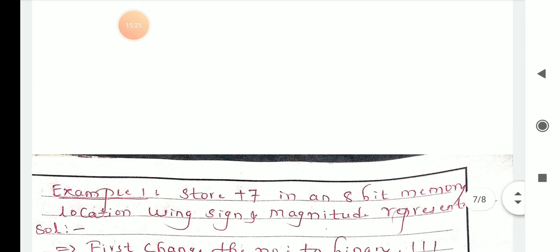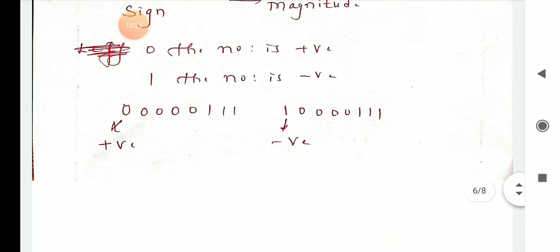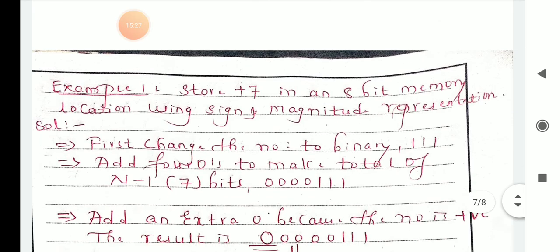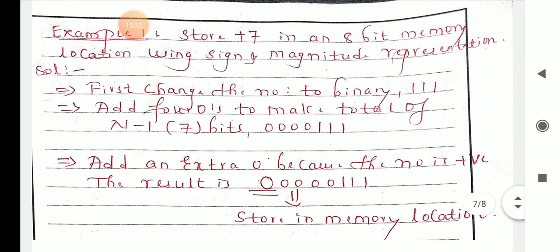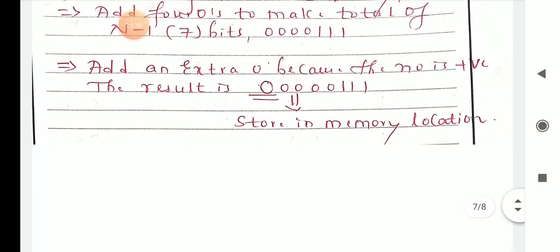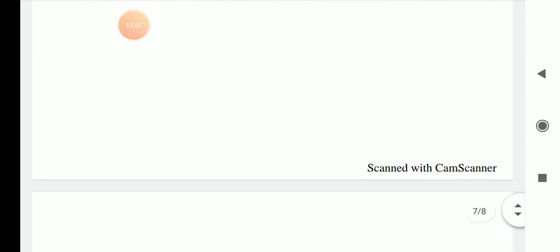Already you know from one example: 0 means the number is positive. If it is 1, the number is negative. So you add an extra 0 because the number is positive, since in the example only plus 7 is there. Then the result is 0 0 0 0 0 1 1 1. This is the final result to store in your memory location. I hope you understand this concept and example.